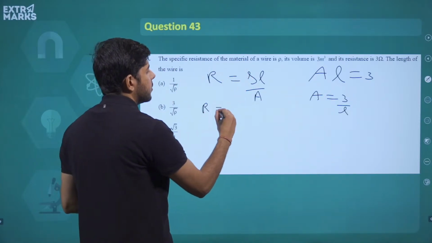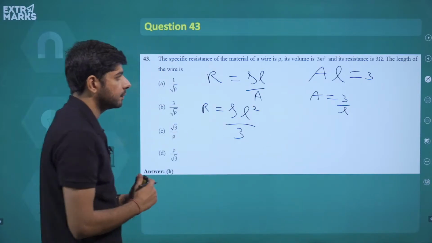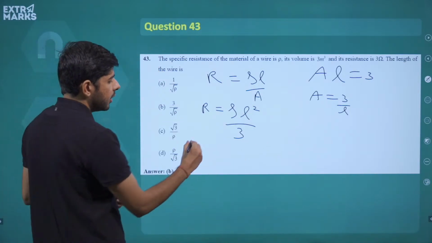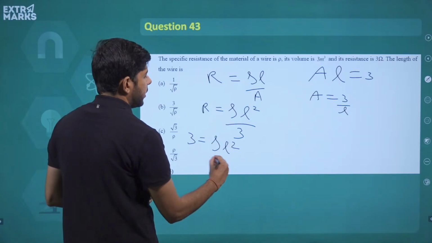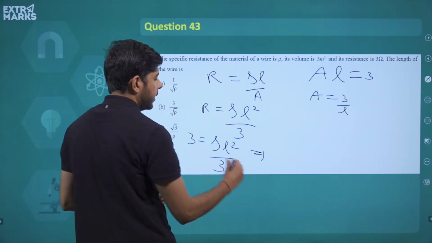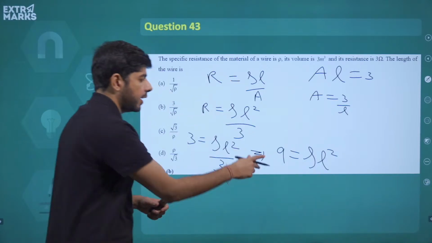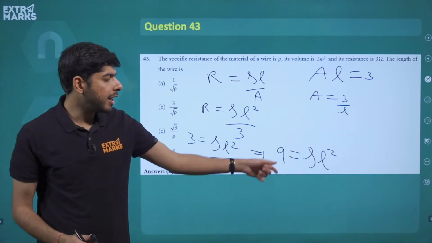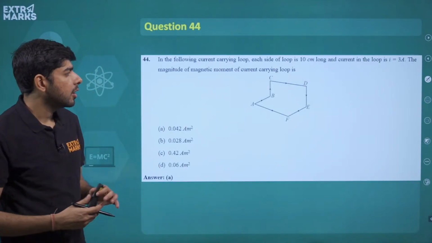So R equals to rho L by A, which is 3 by L, so L square. Resistance is 3. So this is 3 equals to rho L square divided by 3. So now this is pretty simple, 9 equals to rho L square. So guys, now we need to find L square, that is 9 by rho under root. So 3 by root of rho. That is option B. Alright.